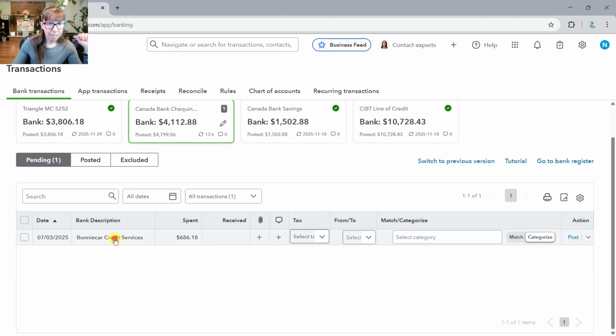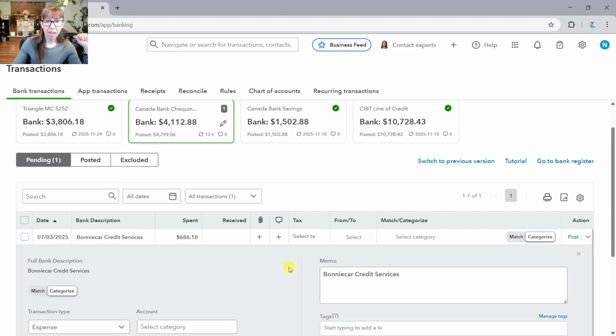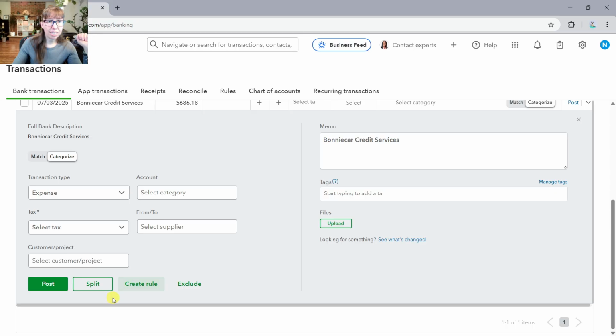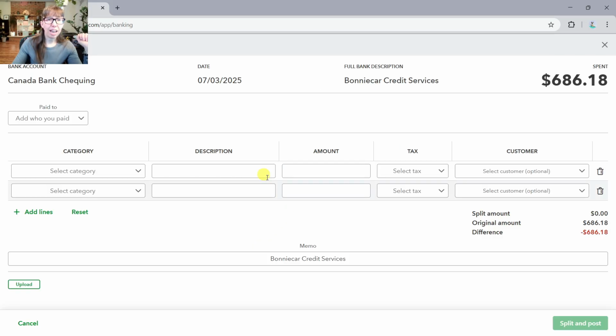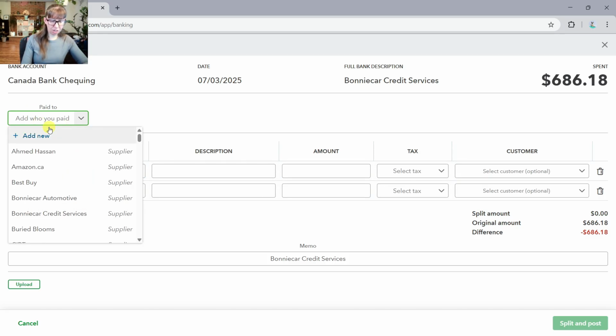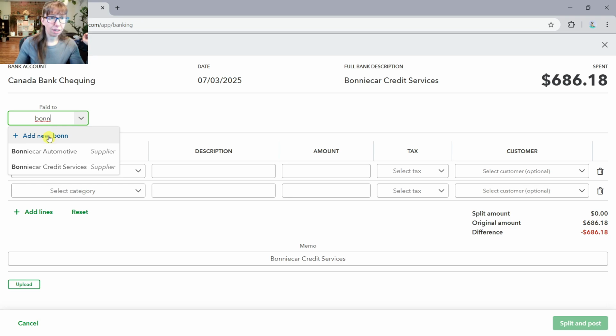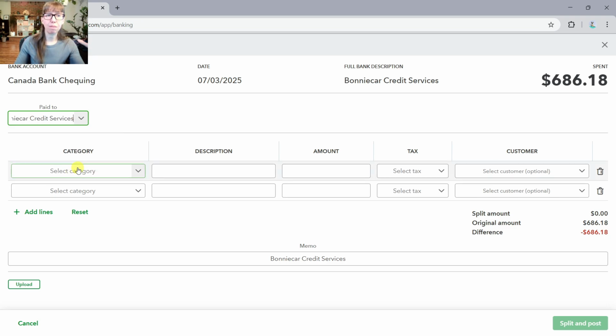So let's expand this out. And if we scroll down, we can see that we actually have a split option right here. And if I click that split option, now this gives us access to putting in more than one category, and we can split it more than just 2, but we only need 2 today. So this was Car Credit Services. So this is the financer. So this isn't Car, the auto salespeople. This is the finance company.